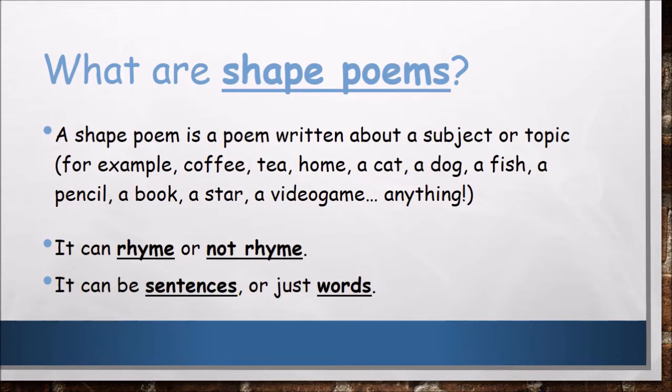But think about the shape of that thing. What's the shape of a cat? What's the shape of a pencil? What's the shape of a cup of coffee? So this poem can rhyme or it can not rhyme. It doesn't need to rhyme. It can be sentences or it can just be words. And we're going to look at some examples today. But the most important thing is that it's in the shape of the thing that you're writing about.